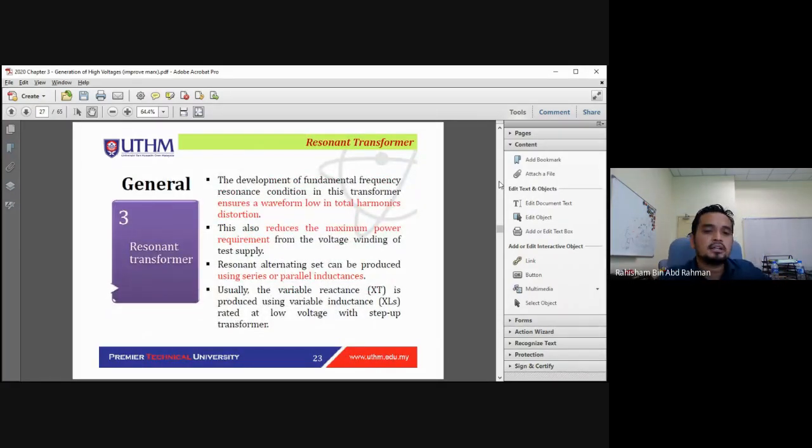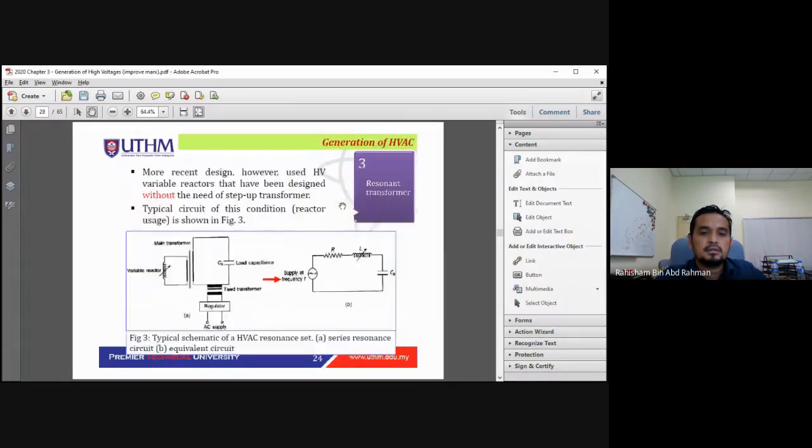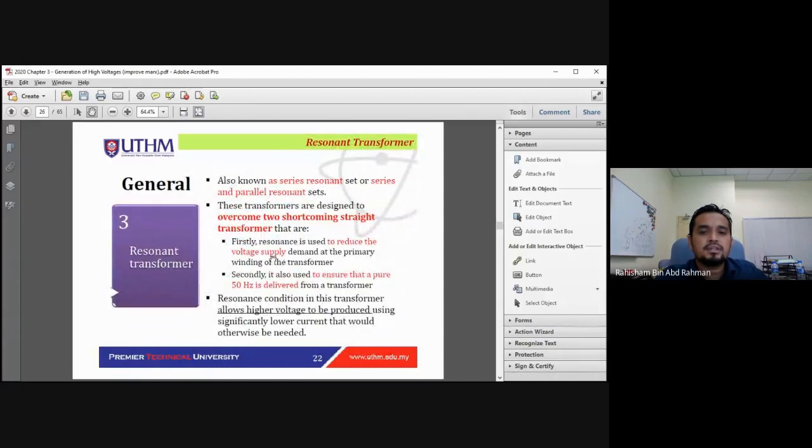And the resonant transformer, last but not least, is being used for the benefits. First, to reduce the supply voltage. Since we have the resonant effect, we apply a capacitance that matches the value of the inductance, and then we will have resonance. And this resonance can be applied in order to use a reduced voltage supply. This is the benefit that we get from the resonance.